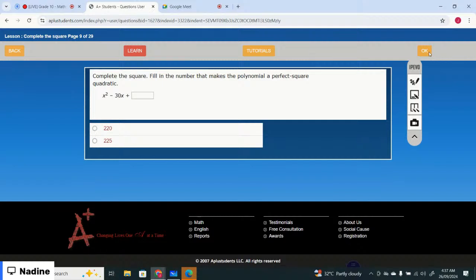15 square, so the correct option is that is 225. Option number 2 is the correct option.